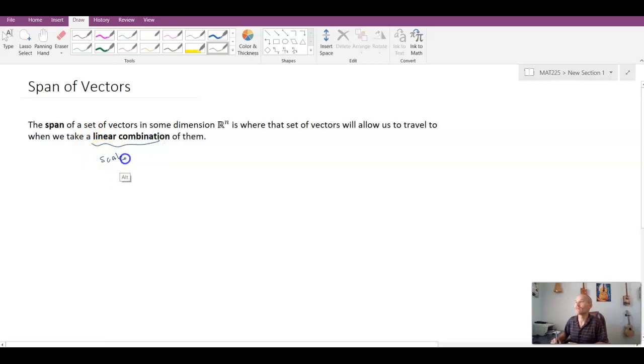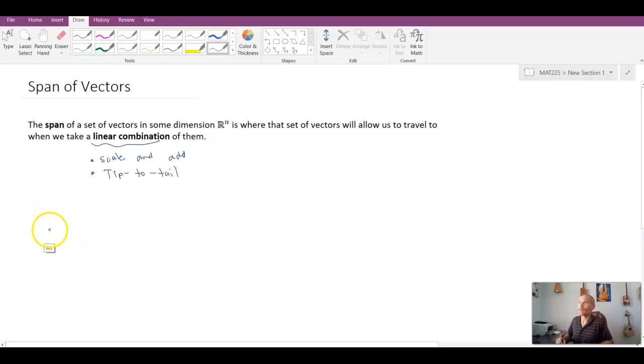Scale and add. Now what that means geometrically is tip to tail. That means that we're putting them together tip to tail after we've scaled them, whether we've compressed them down or changed their direction. Once we scale and add them, we're taking a linear combination.